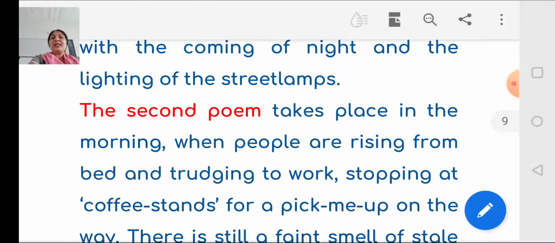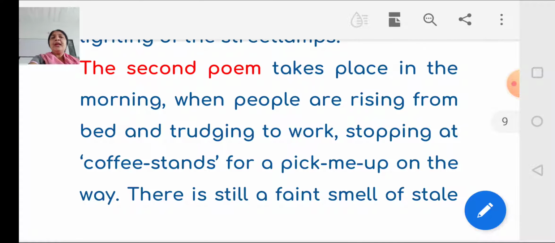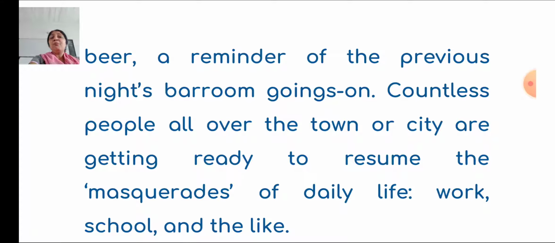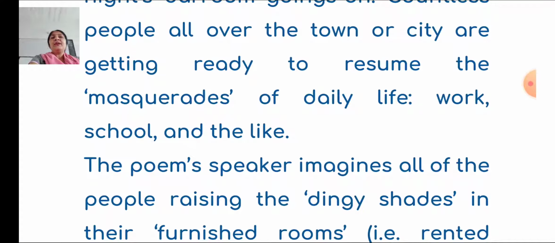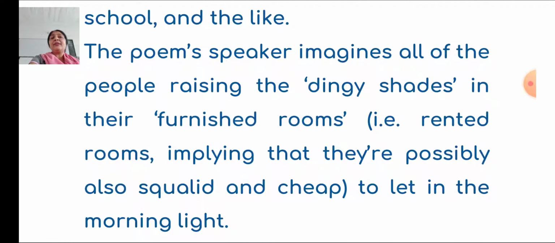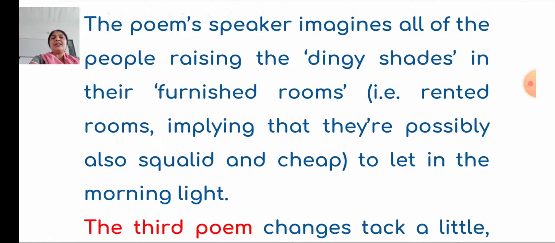The second poem takes place in the morning when people are rising from bed and trudging to work, stopping at a coffee stand for a pick-me-up on the way. There is still a faint smell of stale beer, a reminder of the previous night's revelry going on. Countless people all over the town or city are getting ready to resume the masquerades of daily life, work, school, and the like. The poem's speaker imagines all of the people raising the dingy shades in their furnished rooms, that is, rented rooms, implying that they are possibly also squalid and cheap, to let in the morning light.